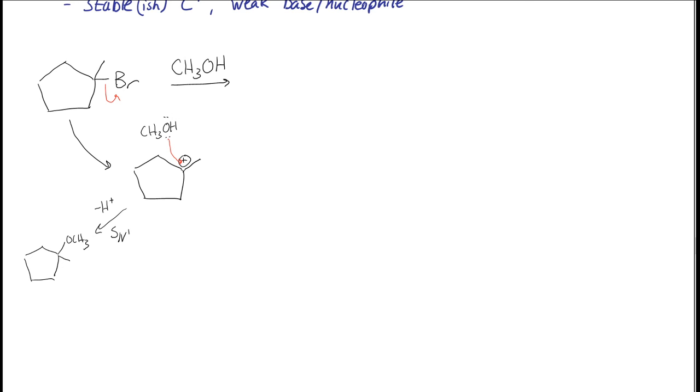The new products are the elimination products. Because methanol can also act as a base, a weak base, it can deprotonate one of the hydrogens here to make an E1 elimination product. Like that. We could also, this is getting crowded, deprotonate over here and make yet another elimination product.